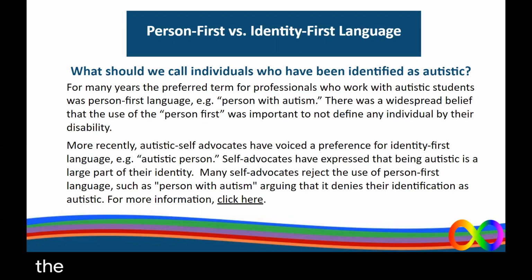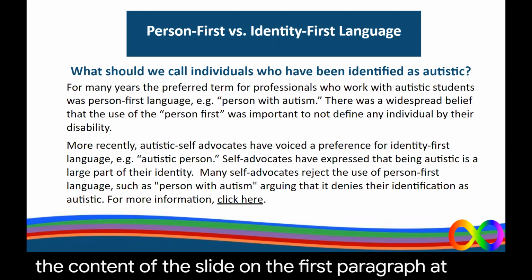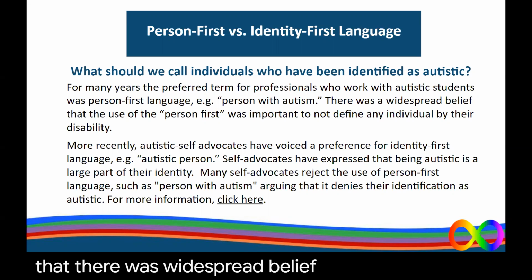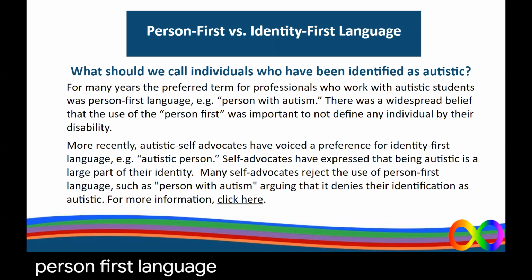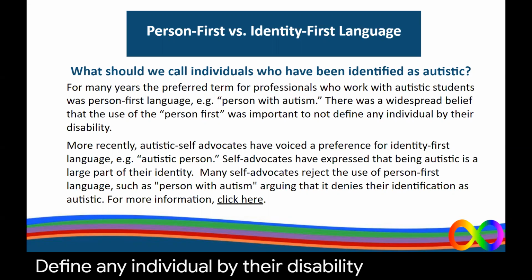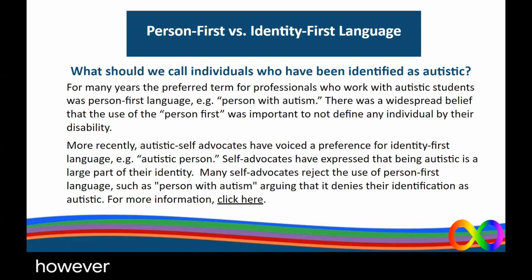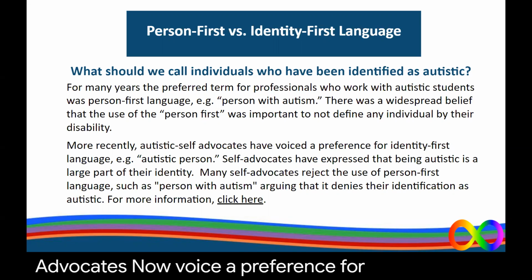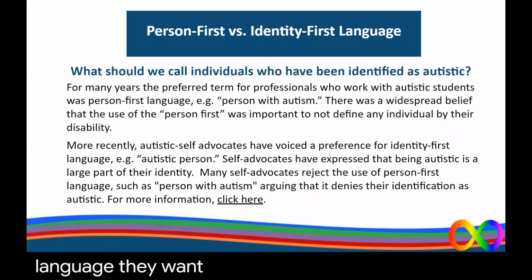So checking out the content of this slide, the first paragraph notes that there was widespread belief that the use of person first language was important in order to not define any individual by their disability. More recently, however, that has completely shifted. Autistic self-advocates now voice a preference for identity first language. They want to be called autistic, right?